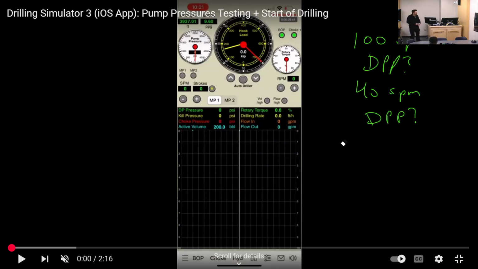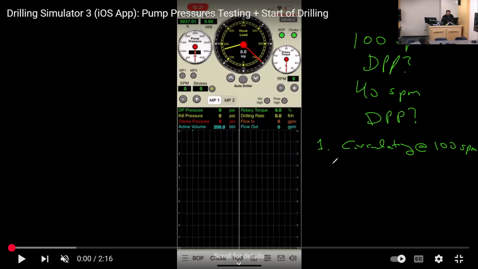And how would I start drilling? 4 steps. I remember them by heart, and you should be remembering them by heart by the end of this class. Step number 1 is I will start circulating at 100 SPM, let's say. It doesn't have to be 100. Maybe they are drilling at 120, 140, 80, etc.